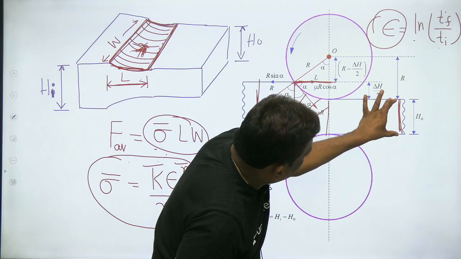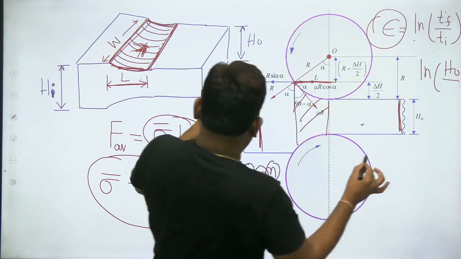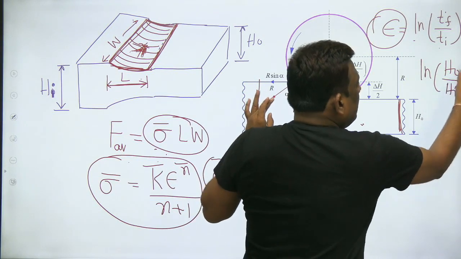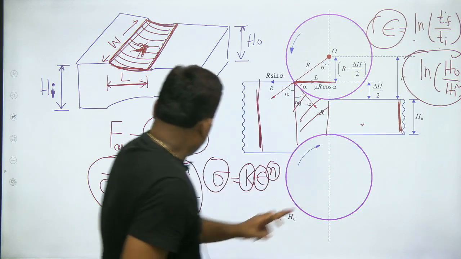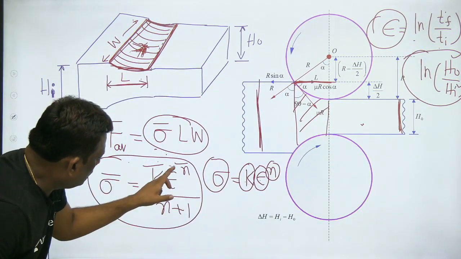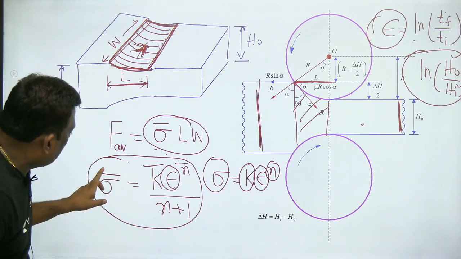So here I write final thickness is H0 and the initial thickness is H1. So he will give you final thickness, he will give you initial thickness. So I can calculate true strain. From true strain, N and K will be given. I can calculate sigma average.